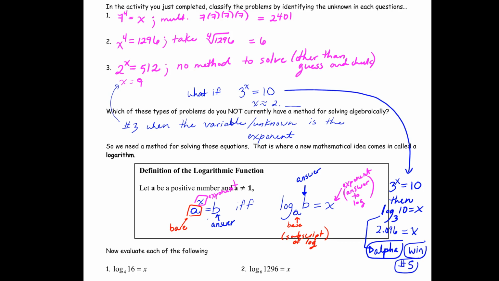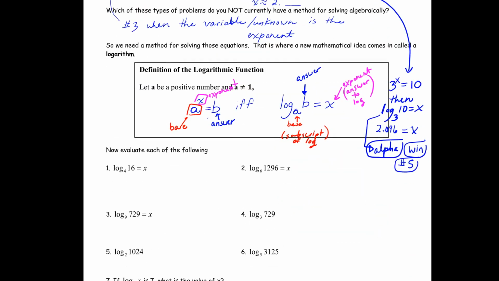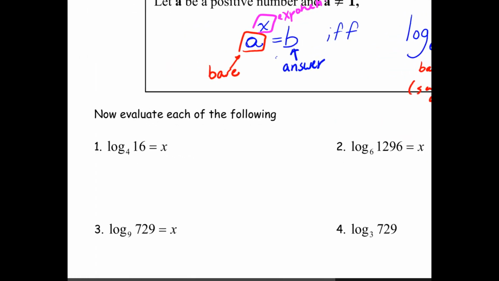Now we're going to be using the calculator more next week. I just wanted to show you guys why this is so valuable. But today's real practice is going to be just converting between the 2 forms. So let's go ahead and look at number 1. Without using your chart, let's see if we can figure these out.